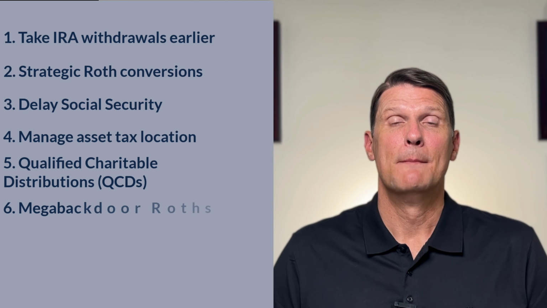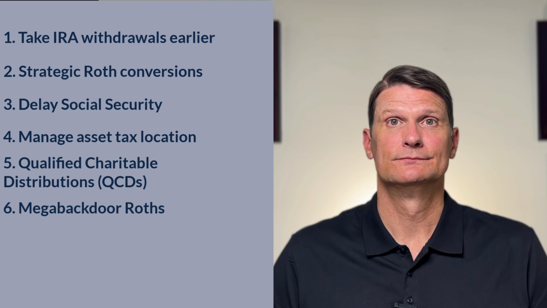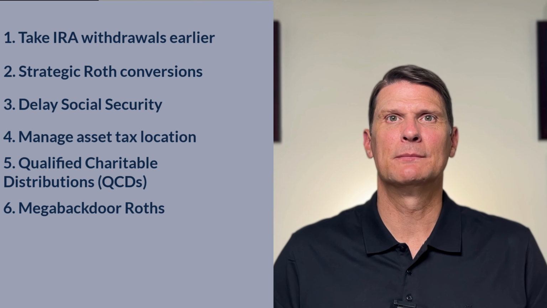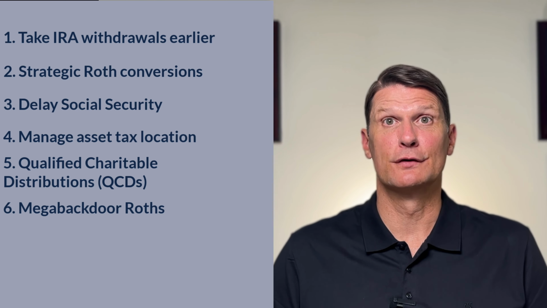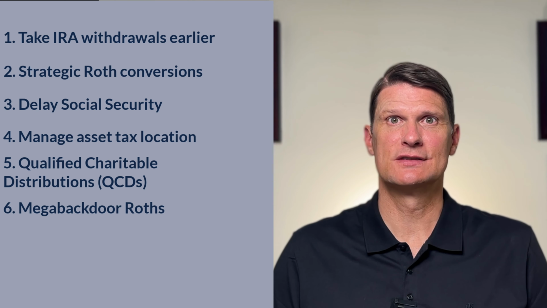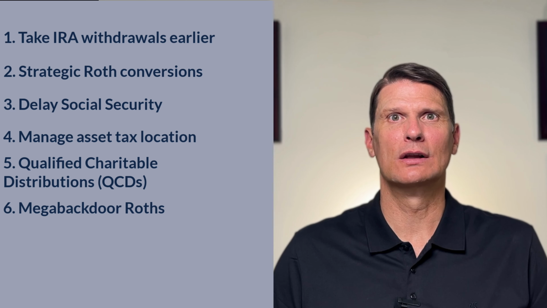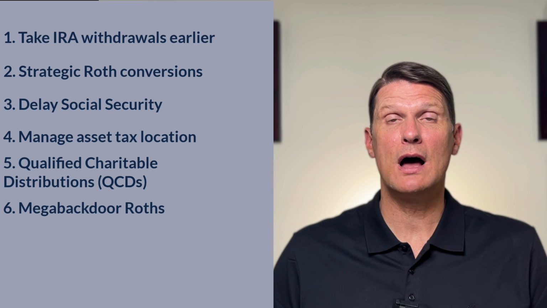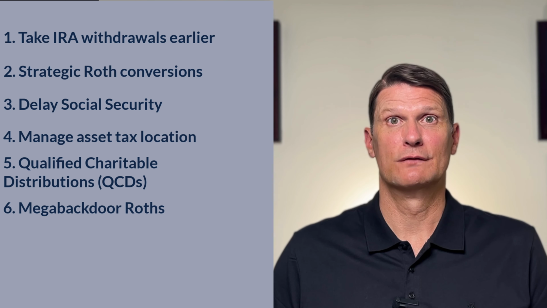Number 6, Megabackdoor Roth contributions. One of the best ways to reduce your future RMDs is to never have to be required to take RMDs in the first place. Roth accounts are never subject to taxable distributions, and the assets in the account are allowed to grow tax-free. One of the most efficient ways to get money into a Roth is via Megabackdoor Roth conversion.